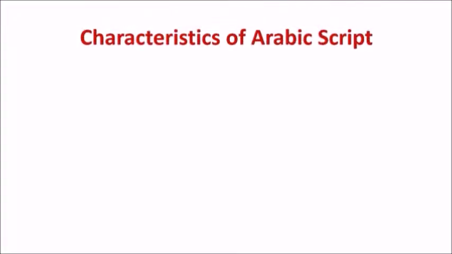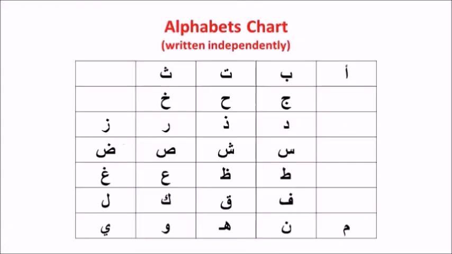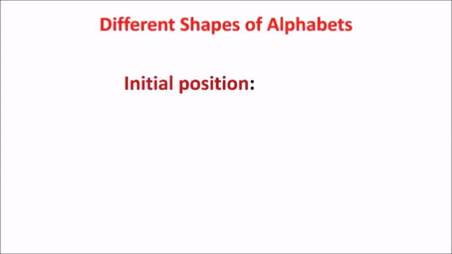The third characteristic of Arabic script is that letters have slightly different shapes depending on where they occur in a word. The alphabet chart we covered in this lesson gives the forms of the letters when they are written independently. However, these forms vary when the letters are written in initial, medial, or final position of a word. The initial position of a word means that the letter is not connected to a previous letter.